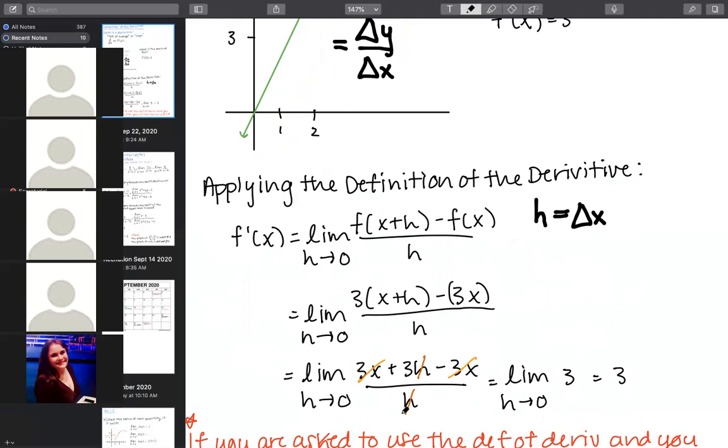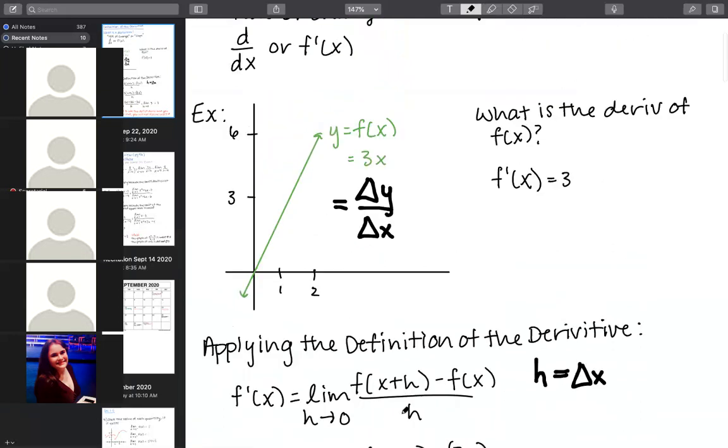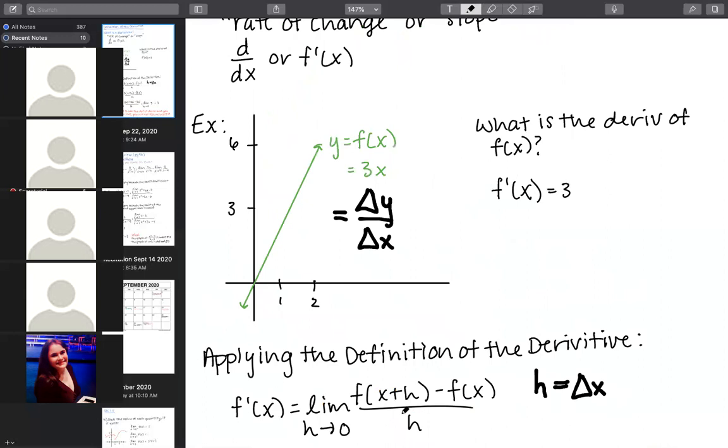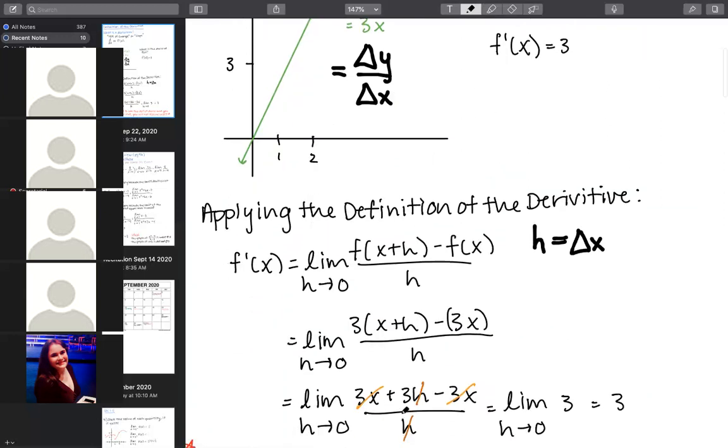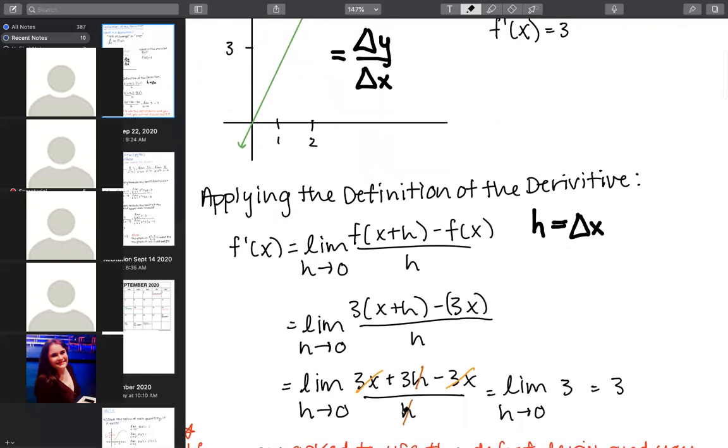But in this case, if we're able to look at the graph and determine what the derivative of this problem is, that means that it's going to be a fairly simple and straightforward derivative. And so then as we evaluate the limit as h tends to 0 of 3, it's just 3. There's no h in there.